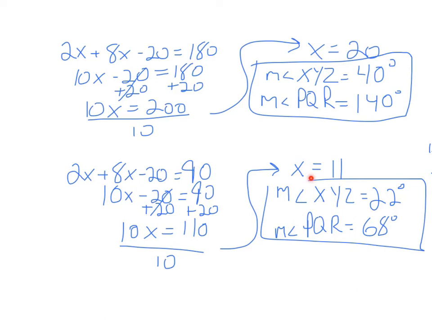That's not my answer. I now need to plug this in to both of my angles to find the actual angles. So if XYZ is represented by 2x, 2 times 11 is 22 degrees. PQR is represented by 8x minus 20. Plug in 11. 8 times 11 is 88. 88 minus 20 is 68. So the measure of PQR is 68. Let's see if this makes sense. Does 68 plus 22 add up to 90? It does. So not only are these correct for the expressions, they are correct in the fact that they are complementary. So that answer must be correct.